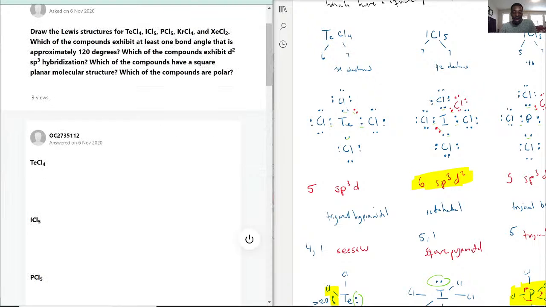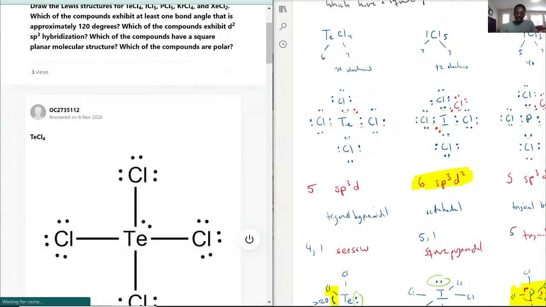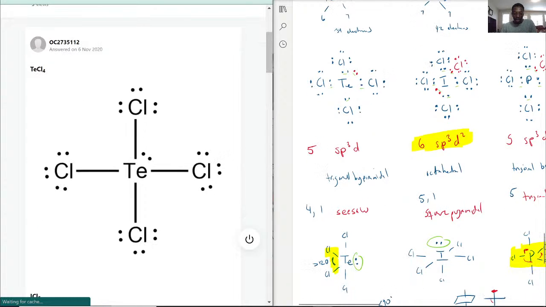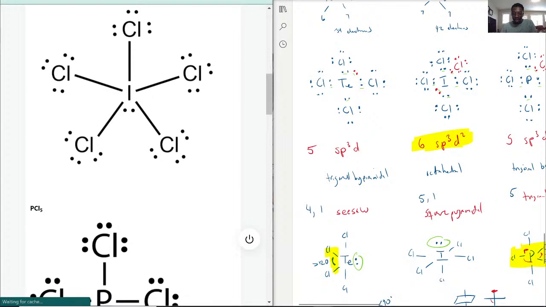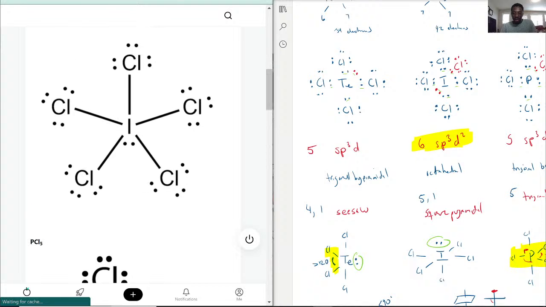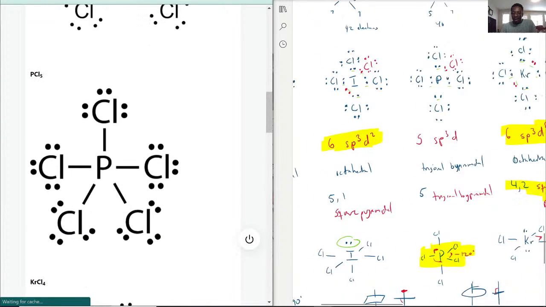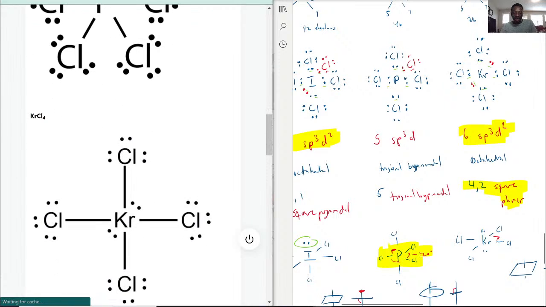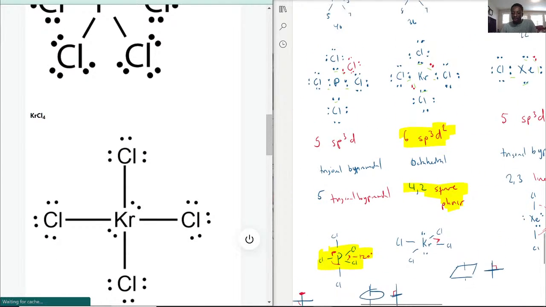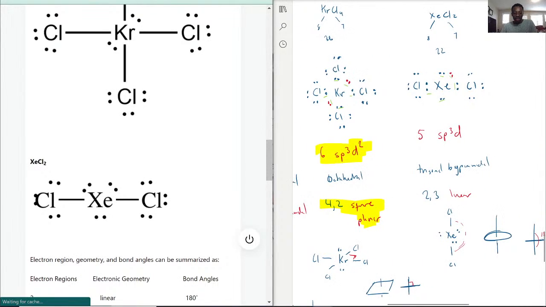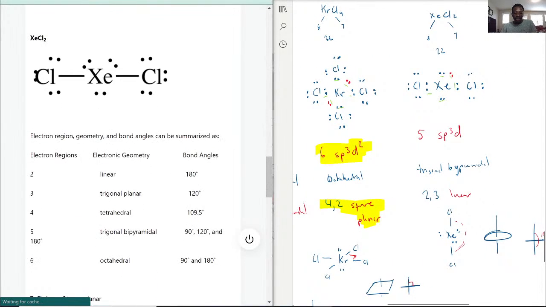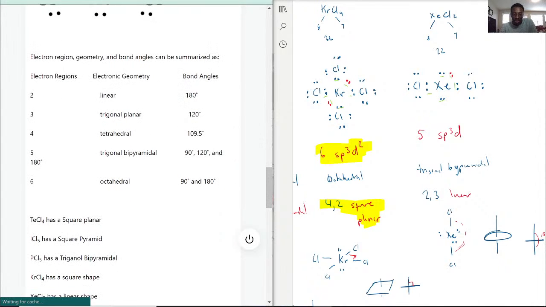So let's go back to what this says. TeCl4, did we draw that correctly? Yes. Yes, for ICl5. Yep, just double checking. It's 5 and 1. Yep. PCl5, correct. KrCl4, correct as well. And XeCl2, that is also correct. So with this, we can just skip over that because we've already gone over it.